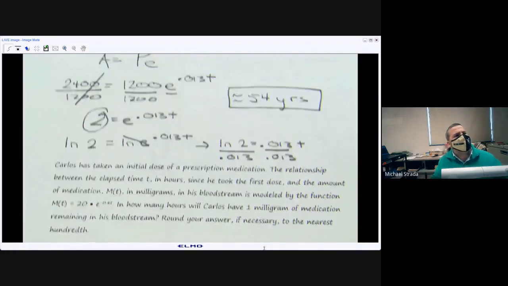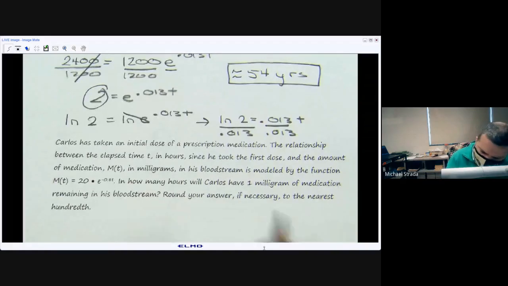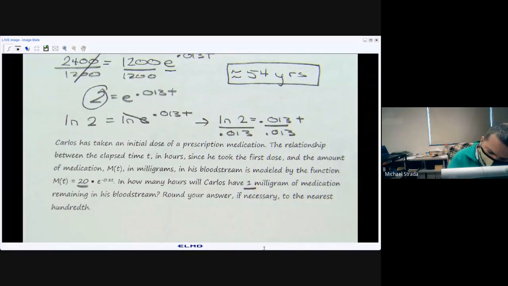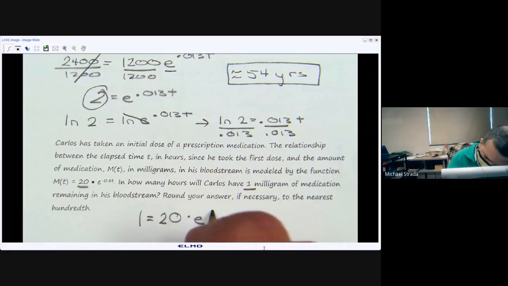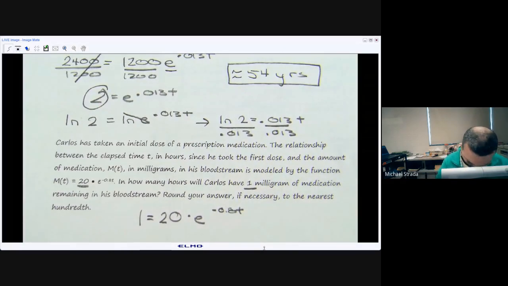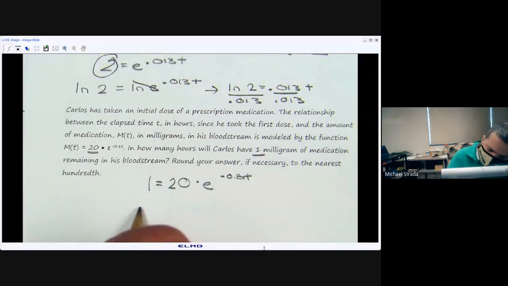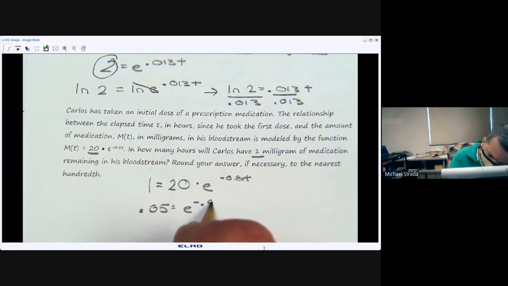Okay, now we did this problem previously, but we evaluated how much is after time. Now we're going to work backwards. So we want to know when he'll have 1 milligram. We're going to assume we're starting with 20. All right, so all we're going to do is take the equation and set it equal to 1, the desired amount. So 1 equals 20 times e to the negative 0.8t. All right. Divide by 20, we get the decimal 0.05 equals e to the negative 0.8t.